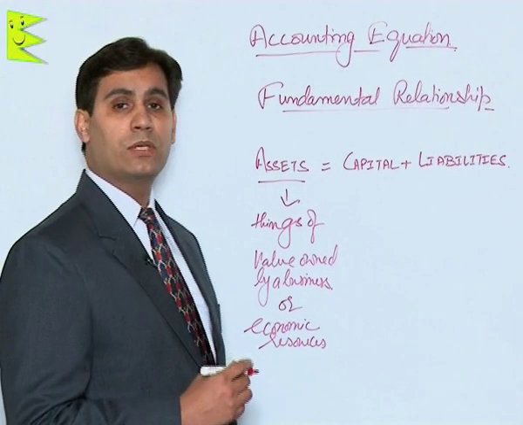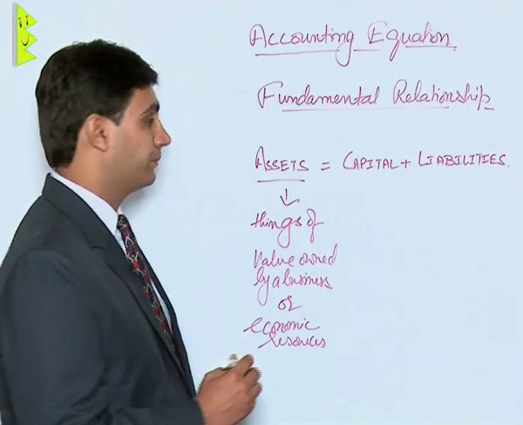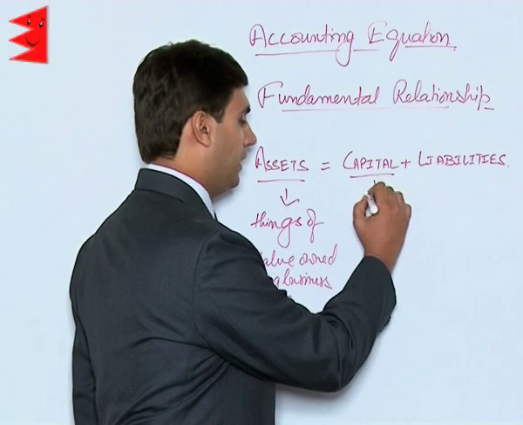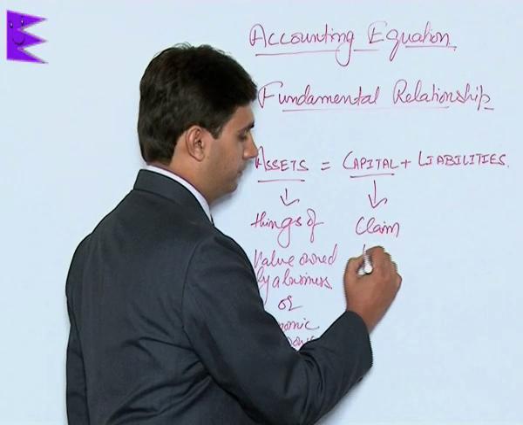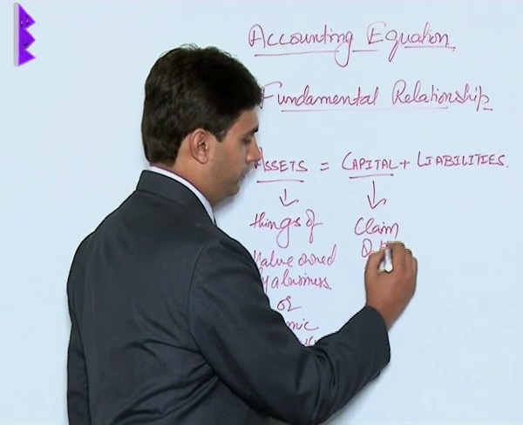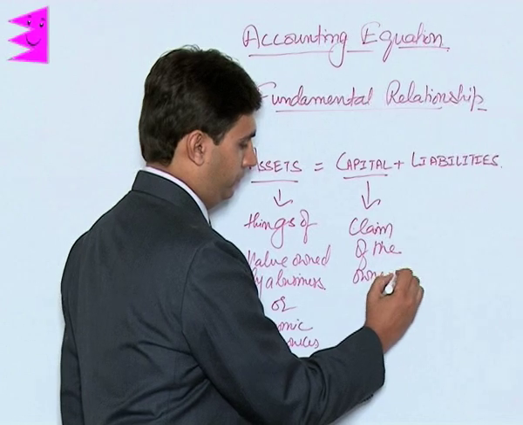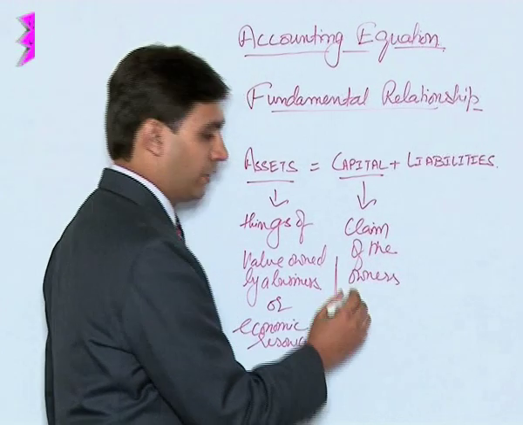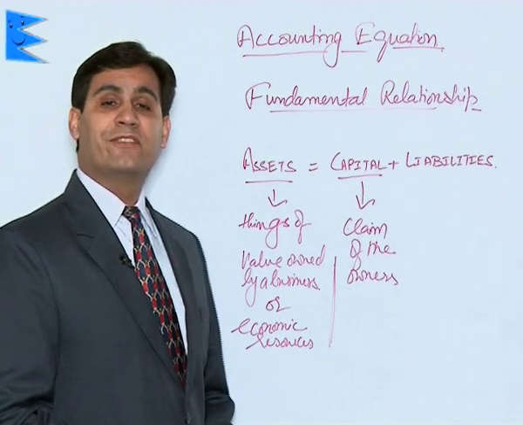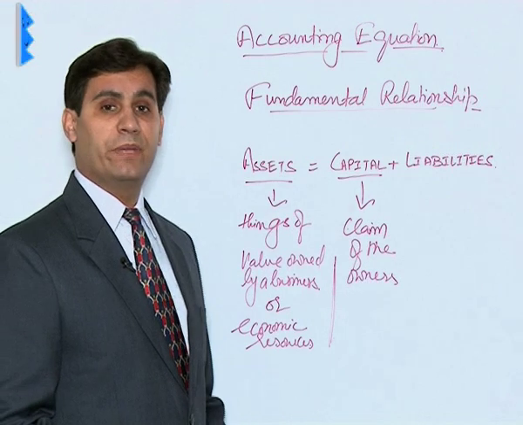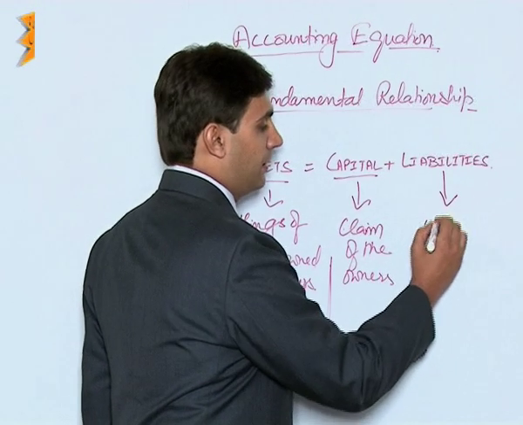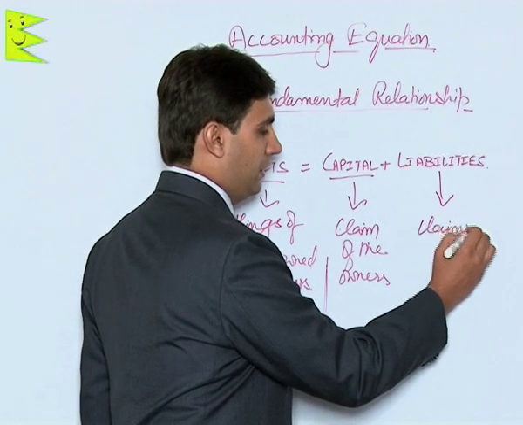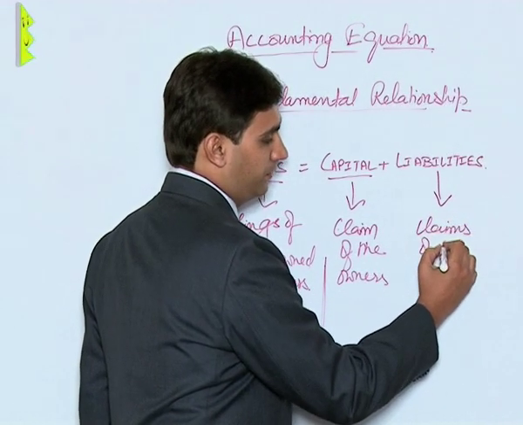Now students, coming to capital. What is capital? Capital is the claim of the owners. It is the amount which has been invested by the owners in the business. Then, what are liabilities? They are the claims of the outsiders.